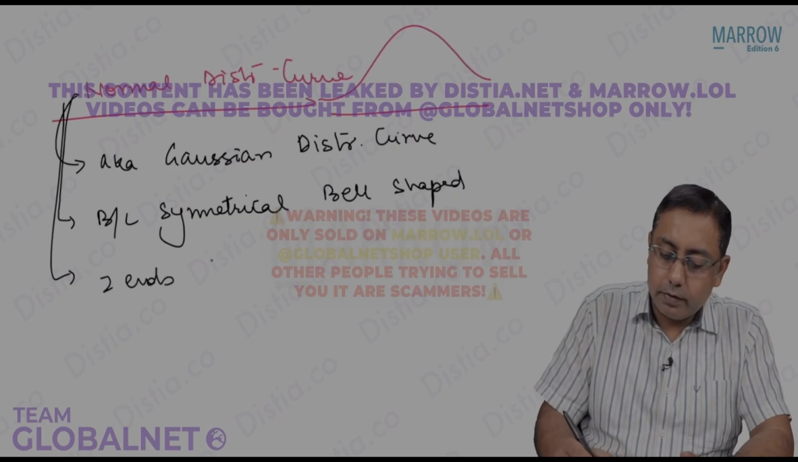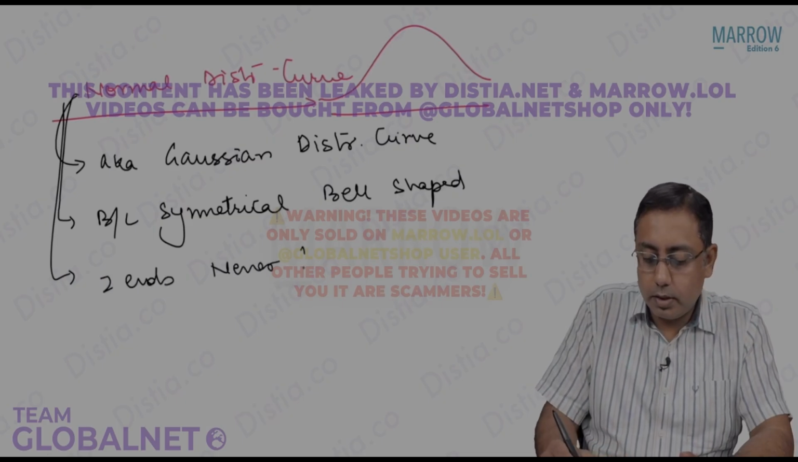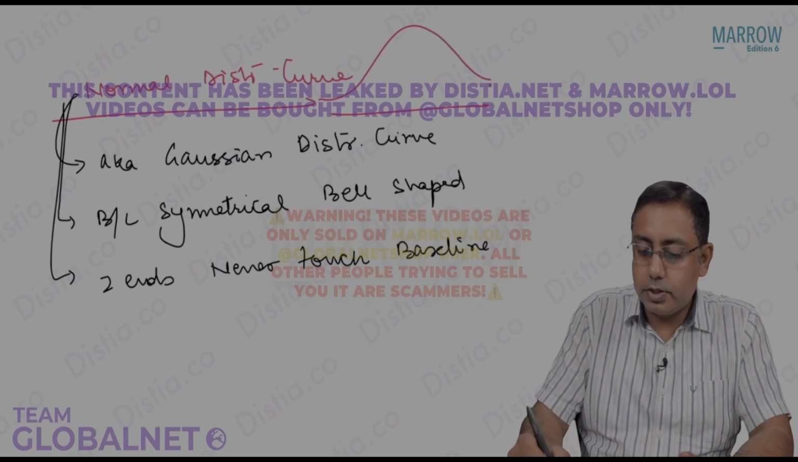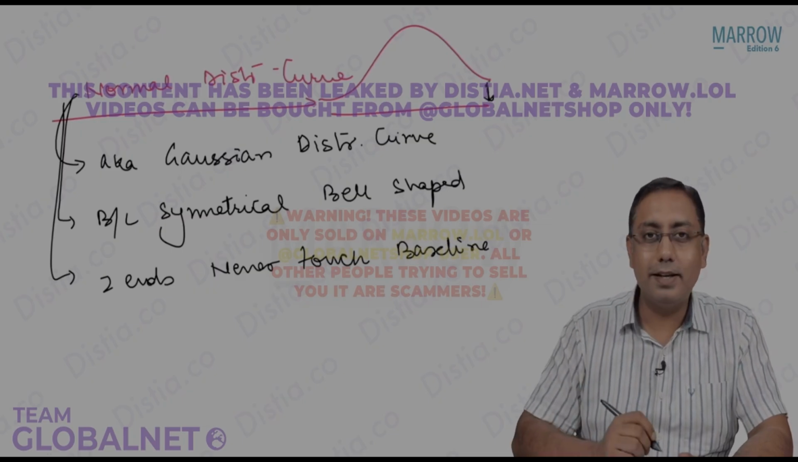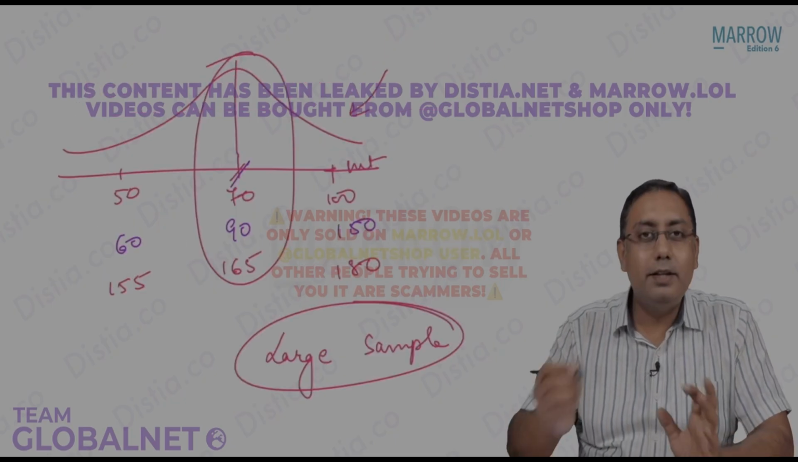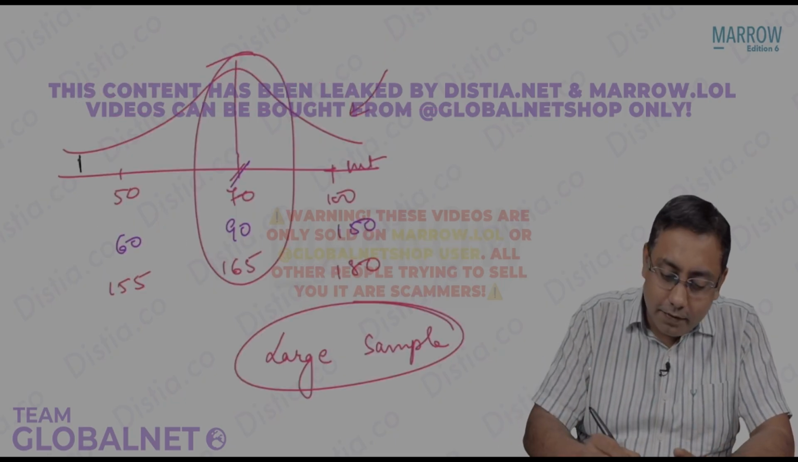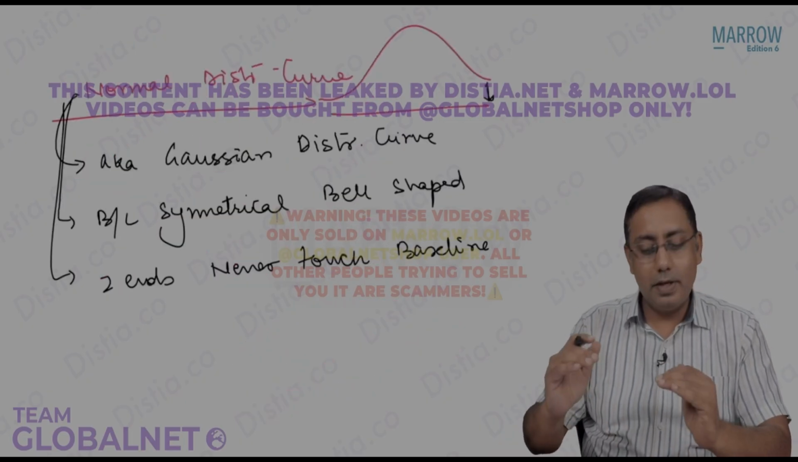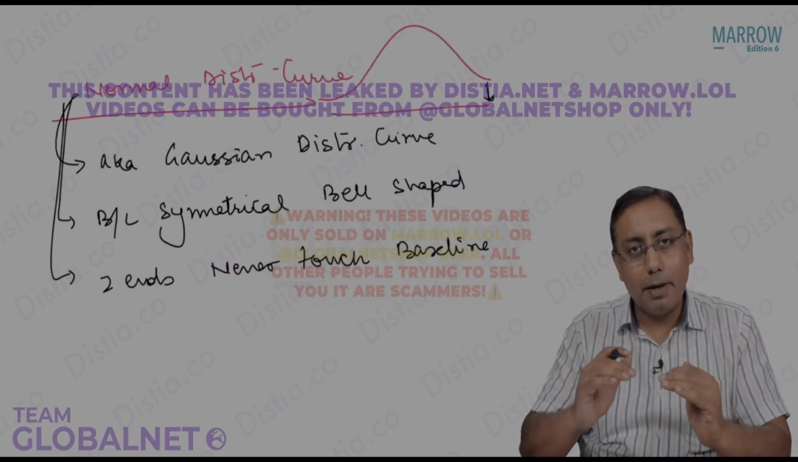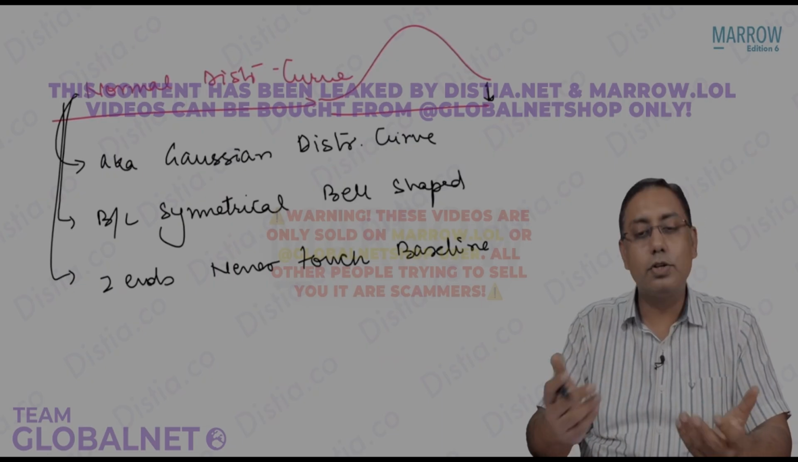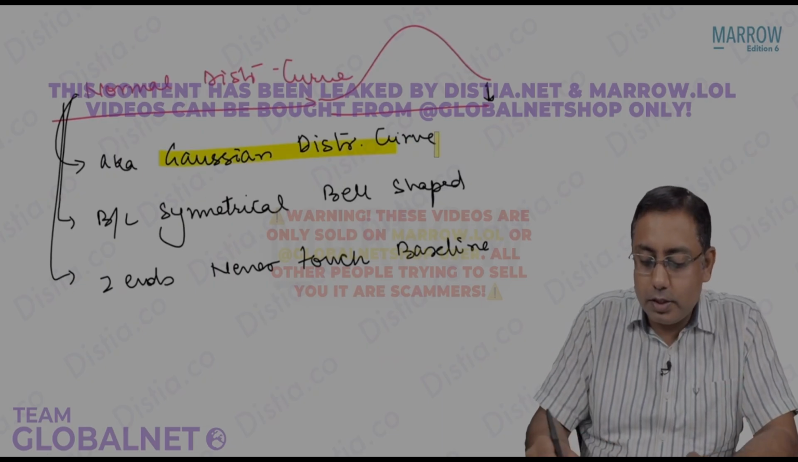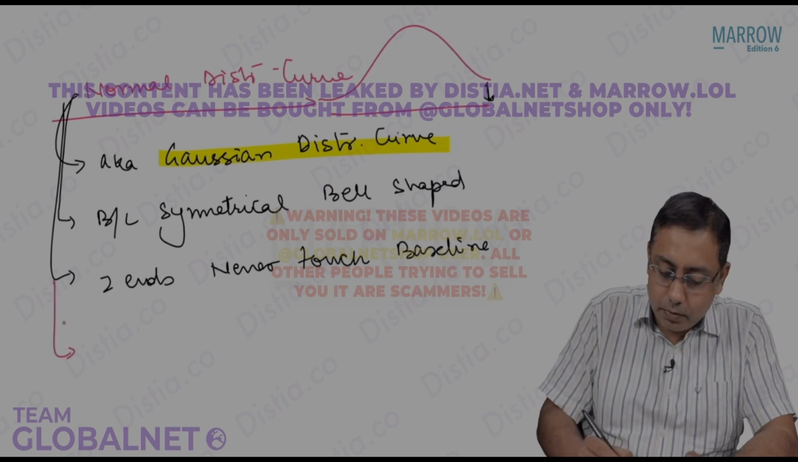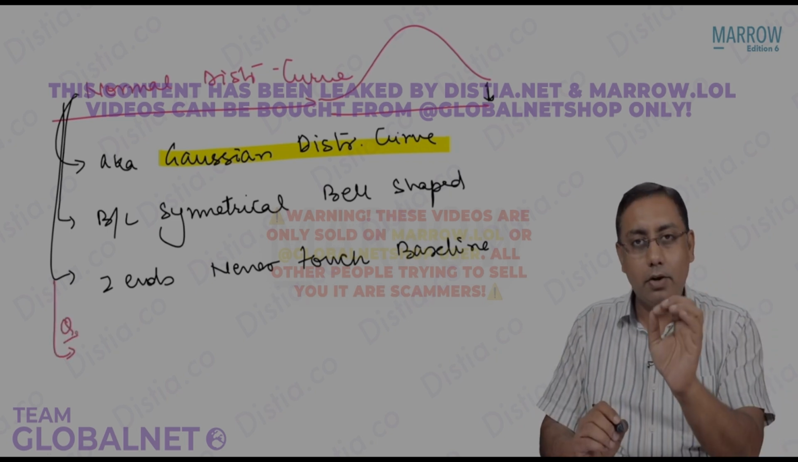The two ends of the curve never touch the baseline. Can you see that? They have never touched the baseline in the normal distribution curve. In the previous one also, can you see that it has never touched the baseline? Right? So please remember the two ends will never touch the baseline. It's a bilaterally symmetrical bell-shaped curve, also called the Gaussian distribution curve. This is what a normal distribution curve is. Next MCQ.